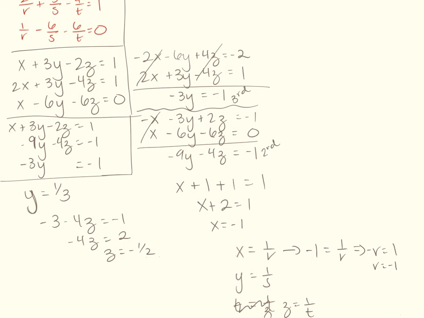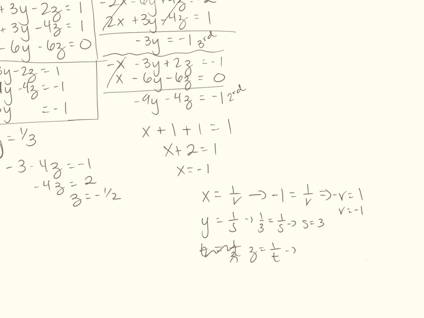For y, I'm going to plug in y and then solve for s. So I get 1/3 is equal to 1 over s. So s is equal to 3. And then lastly, for z, I'm going to plug in negative 1/2. That has to be equal to 1 over t. So that means that t is equal to negative 2. So my solution is negative 1, 3, negative 2.